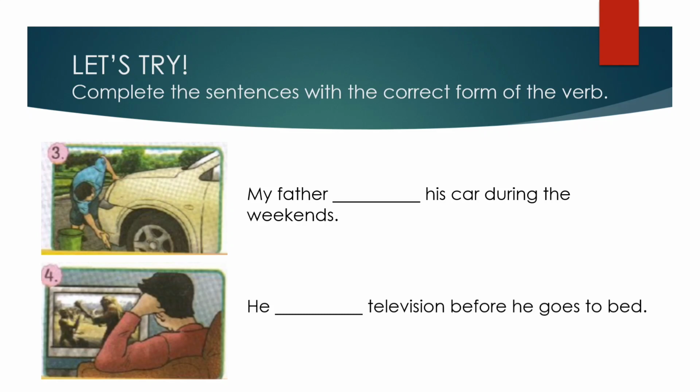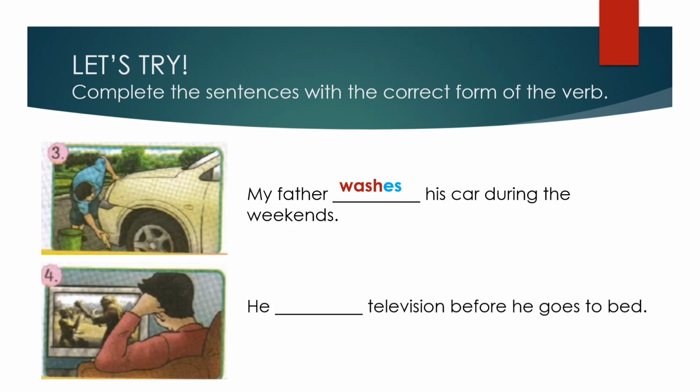Now, what's the answer? The answer is washes. Right. If you still remember, for the verb that ends with sh, like this one, wash, W-A-S-H. Because my father is in singular form, we need to add es to the verb. So, wash becomes washes.